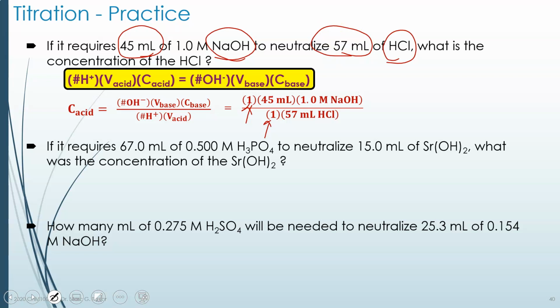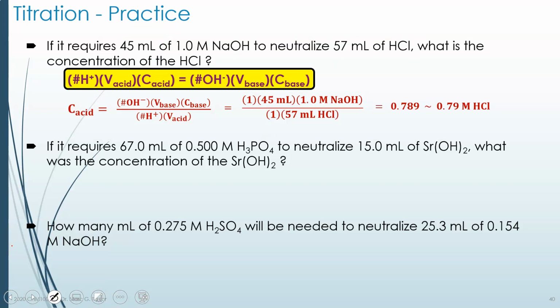And you notice we don't need to convert these to liters because the mils, in this case the milliliters, will cancel each other. As long as the two volume units are identical, it doesn't matter what units you use here because they're going to cancel. However, your remaining unit has to be in molar for your answer to be in molar. And when you go through the math on this, you find your answer is 0.789. We round to two significant figures because you'll notice all the numbers in our problem have two sig figs. And our answer is 0.79 molar HCl.